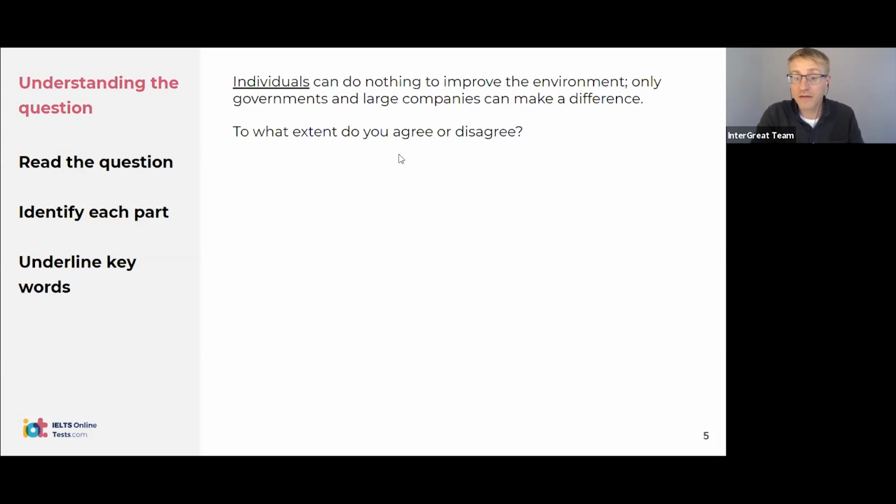Okay, very good. Other keywords here. Very good, Alexis. City dwellers, yep. Civilians, fantastic. The population, good. Yeah, do nothing, excellent. Nothing to improve the environment. Okay. We've also got improve the environment. Can you think of another way to say improve the environment? What does this mean?